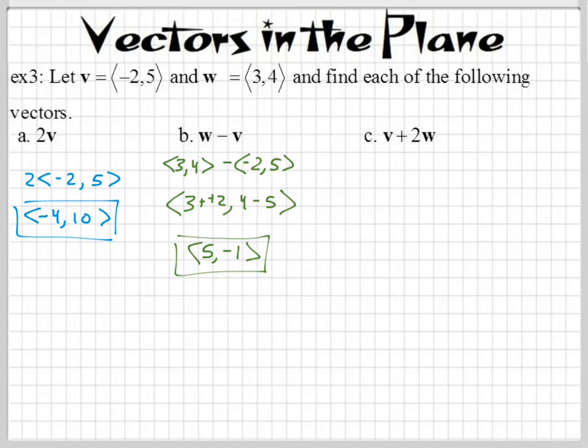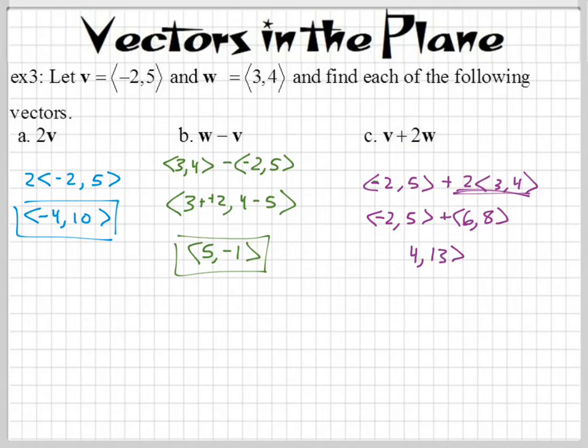No questions? Okay, this one right here, you take the v, which is negative 2, 5, and we're going to add 2 times the other vector, which is 3, 4. So this is the same as what we just did. I'm just kind of combining the 2 operations together. So that's 6, 8, and I have to add that to negative 2, 5. Got to follow the same order of operations. Got to do the multiplication first. So I add the 6 and negative 2, I get 4. I add the 8 and the 5, I get 13. There's my new vector.